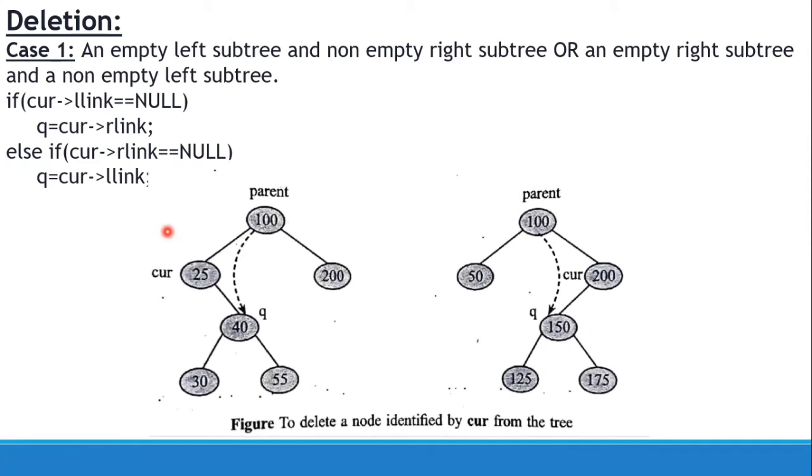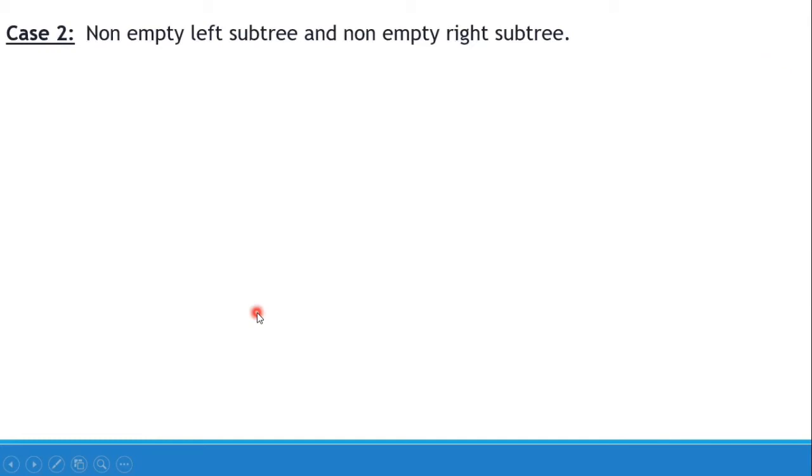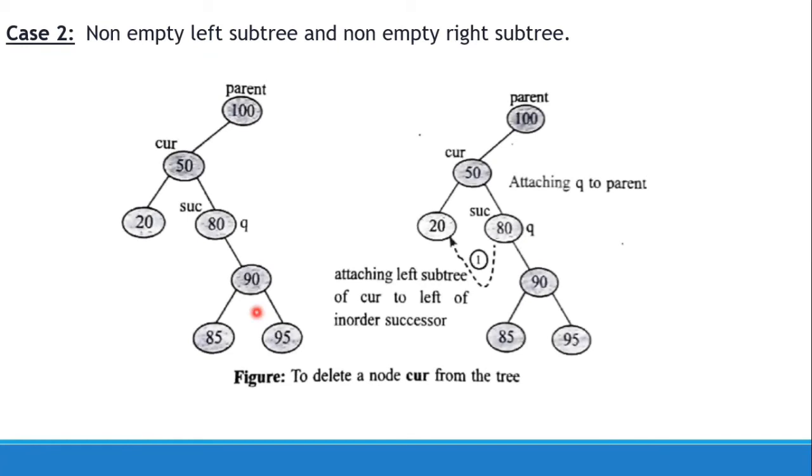This figure shows where current denotes a node to be deleted in both the diagrams. In both the cases, one of the subtrees is empty and the other is non-empty. The node identified by parent is the parent of the node cur. So the non-empty subtree can be obtained and saved in the variable q. Case 2, when there is a non-empty left subtree and a non-empty right subtree. Considering these figures, where current denotes the node to be deleted, in both the cases, both the subtrees are non-empty.